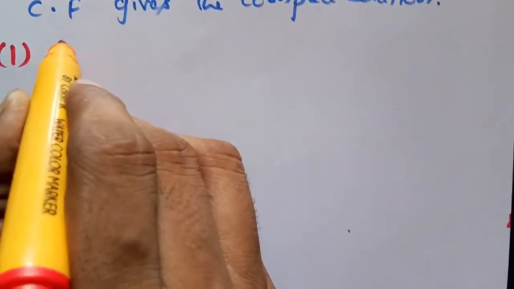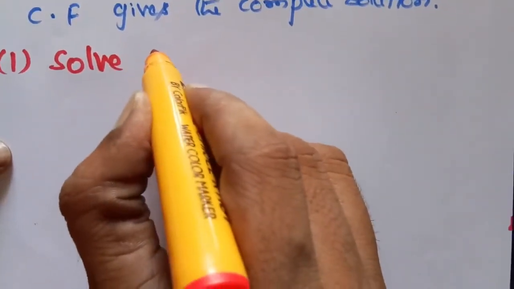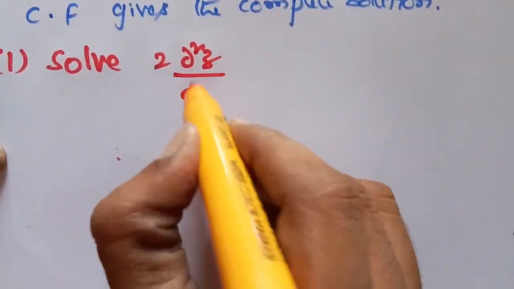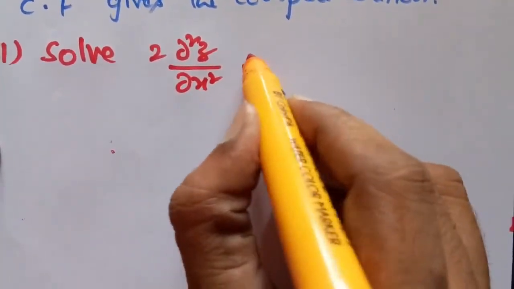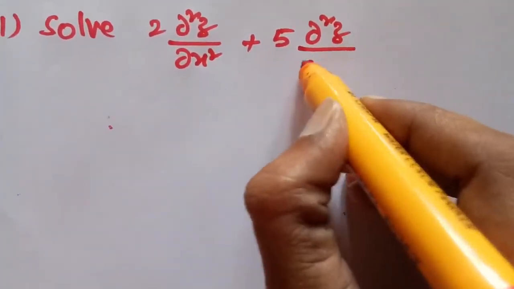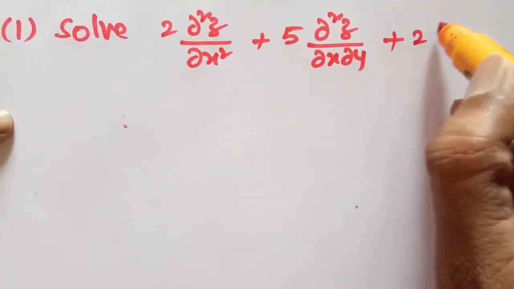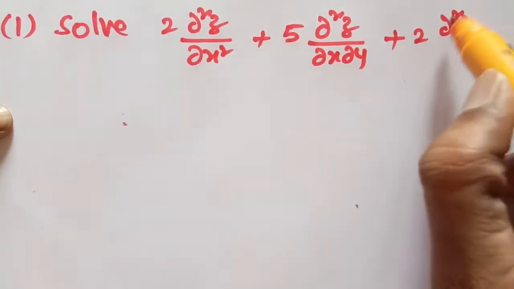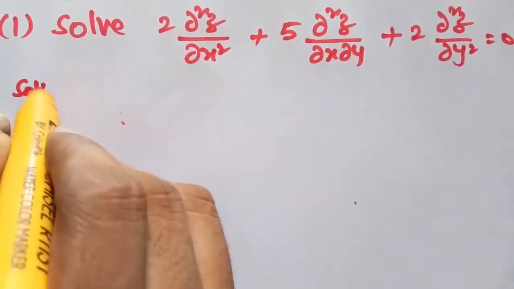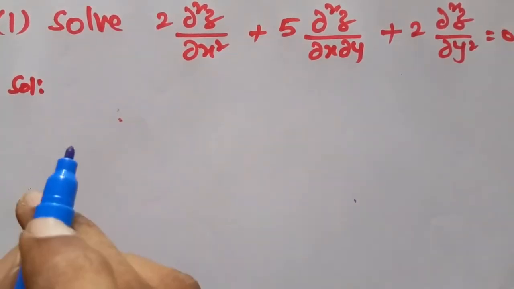Problem 1. Solve 2 ∂²z/∂x² + 5 ∂²z/∂x∂y + 2 ∂²z/∂y² = 0. Now, first write down the given equation.